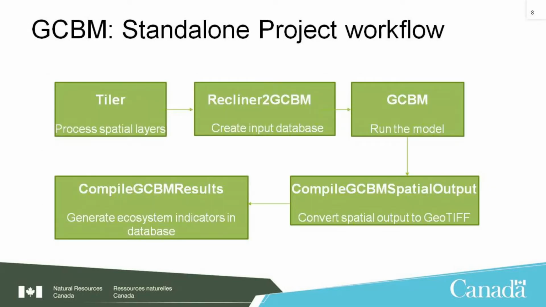This diagram displays an overview of the Standalone Project workflow. It begins with the Tiler that converts the user's raw data into a GCBM readable format. Then, the Recliner to GCBM tool creates the SQL input database. Once the input database is in place, the GCBM simulation can be run. Upon the successful completion of a simulation, the process moves on to two post-processing tools. The first tool is Compile GCBM Spatial Output, which stitches all the pieces of the output together into GeoTIFF files. And the second tool is Compile GCBM Results, which generates ecosystem indicators in an SQLite database.